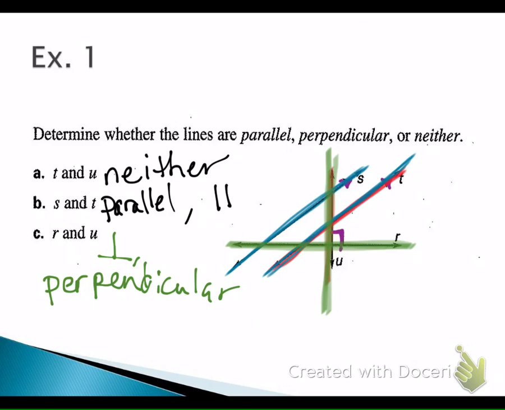But in written form, yes. R and U is what? RU is perpendicular because it makes the right angle. But I use the symbol first, the upside down capital T thing. That means perpendicular, or you can just write the word perpendicular.